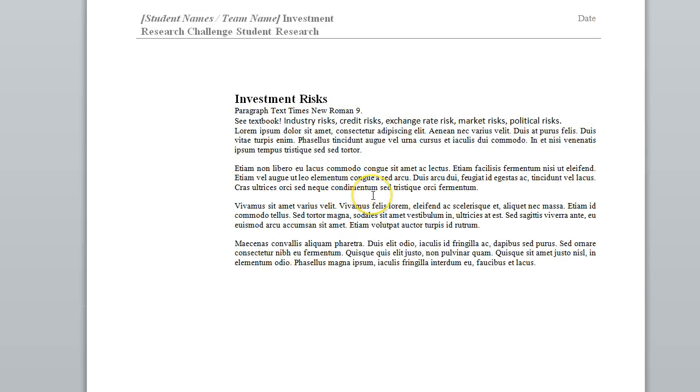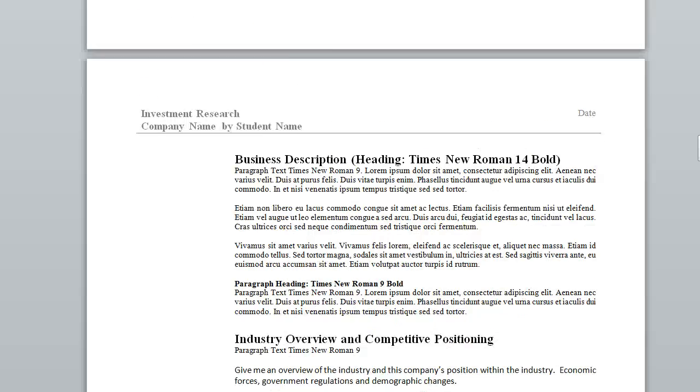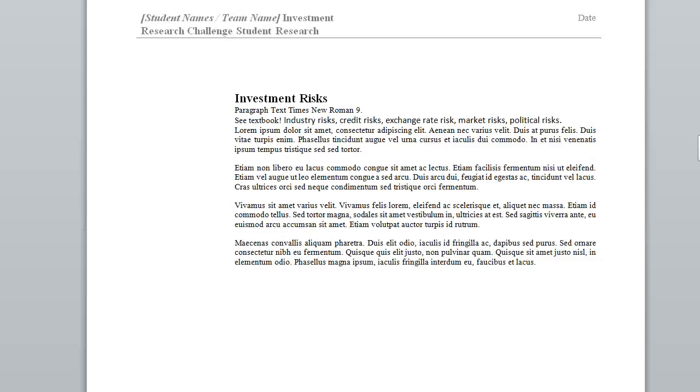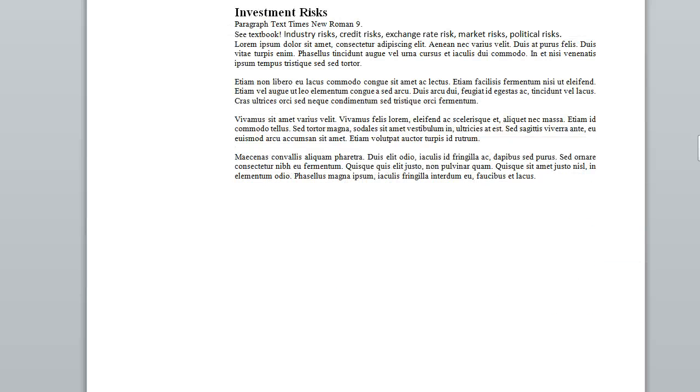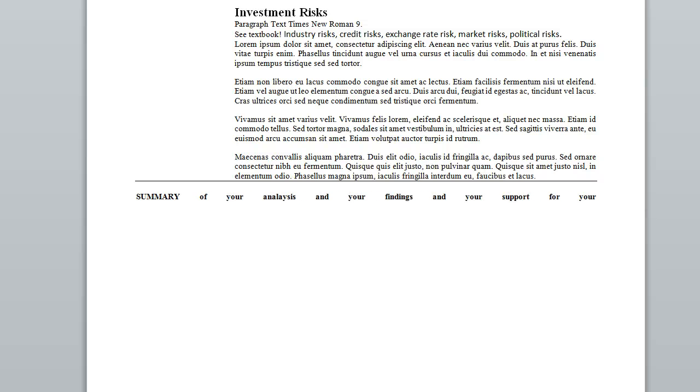Okay, now, let's just go back up to the top. Okay, so after that, you are going to include a summary. So here we're going to have a summary of your analysis and your findings and your support for your target price and recommendations.